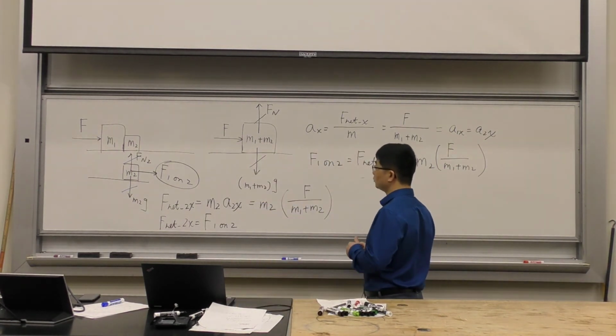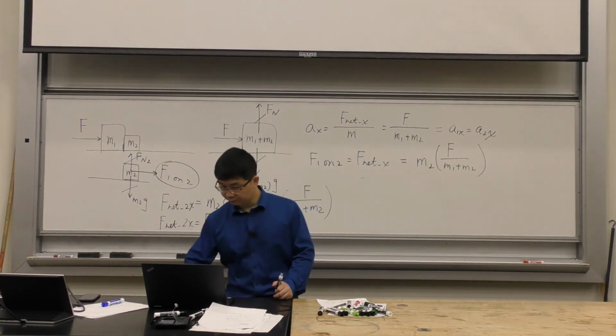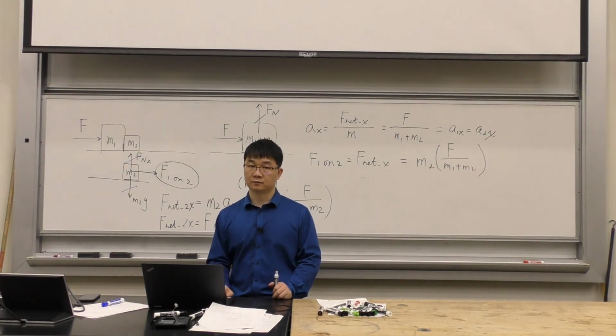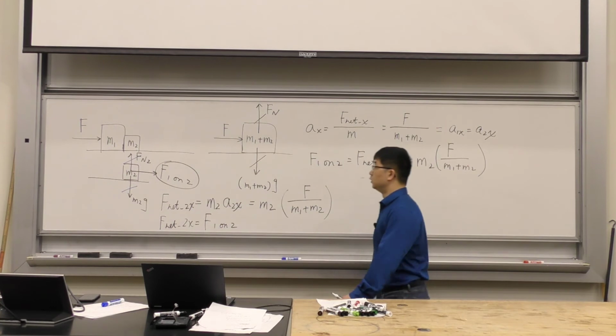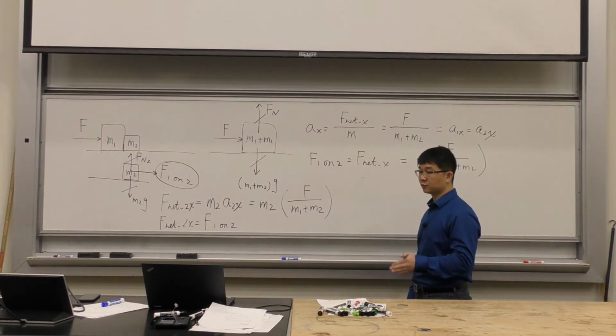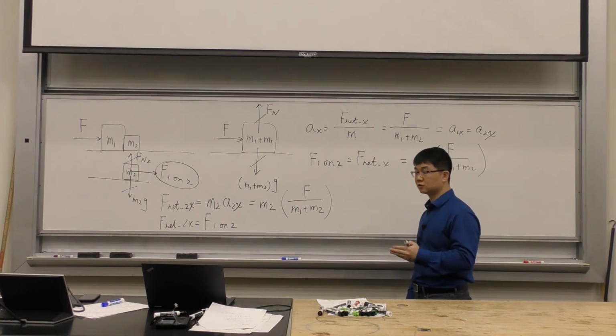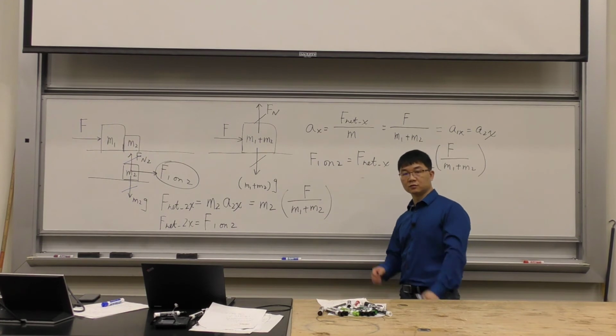So now we're going to move on to the last part. Find the magnitude of the force from M2 on M1, okay? So now we're finding the force from M2 on M1, again using Newton's second law. We still want to use Newton's second law. We're going to see if our answers agree with Newton's third law. That's what we're doing here.